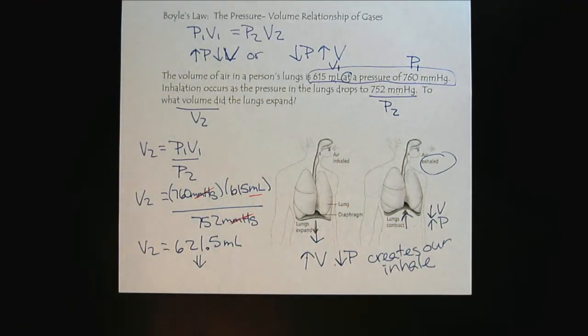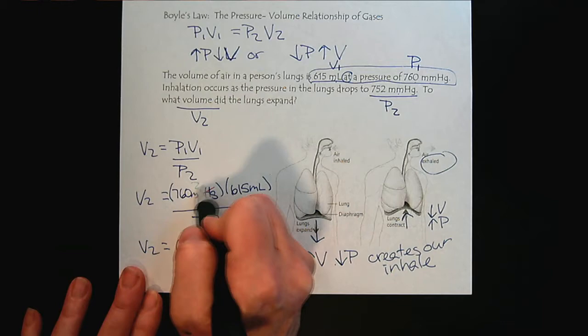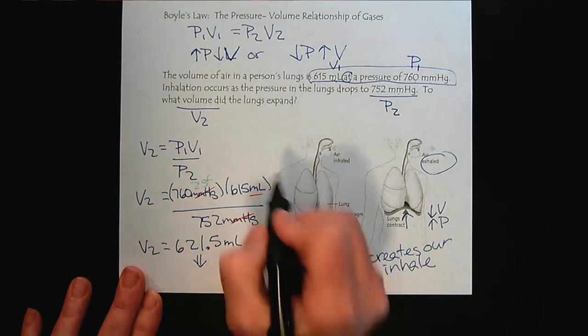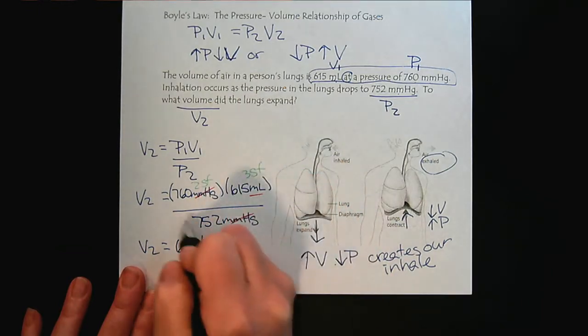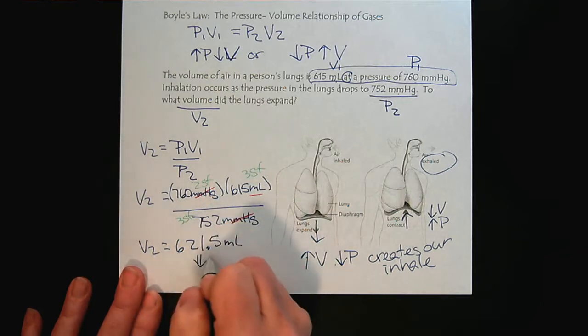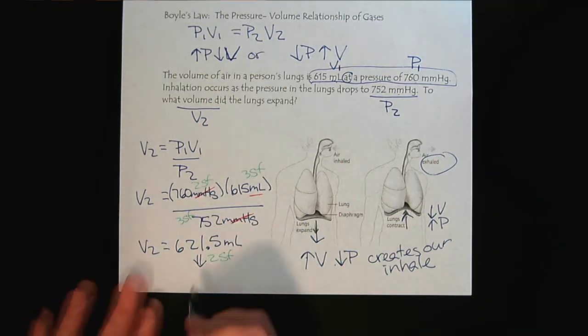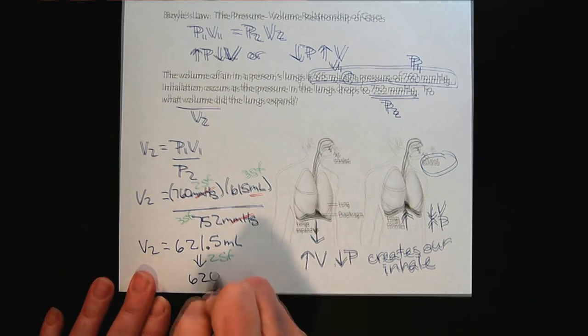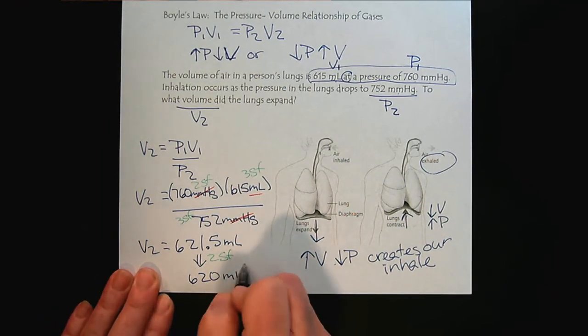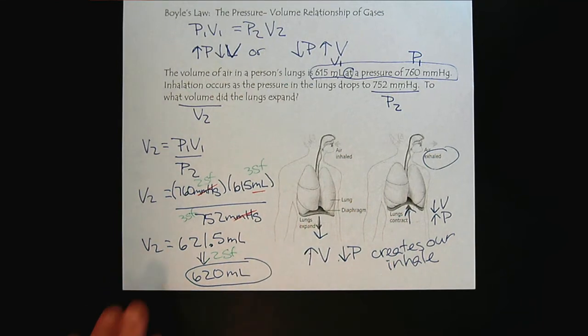So we had 2 sig figs here, and 3 here, and 3 here. So our final result we should report would be to 2 sig figs. So the volume of our lungs would be 620 milliliters.